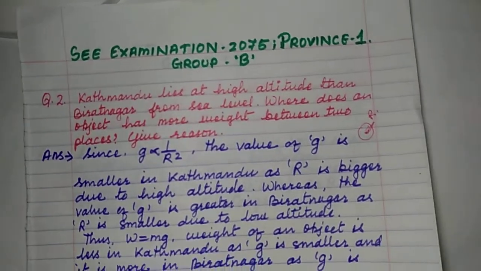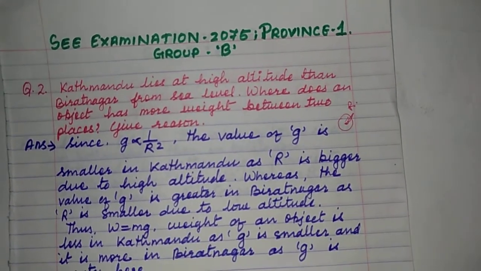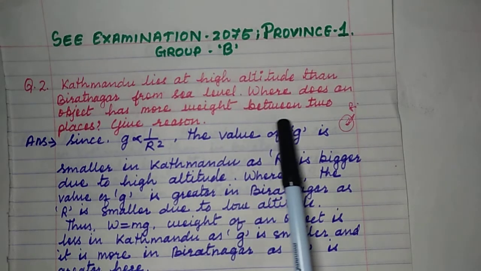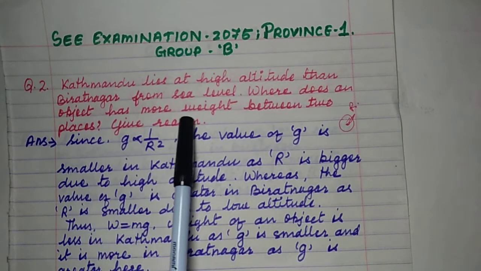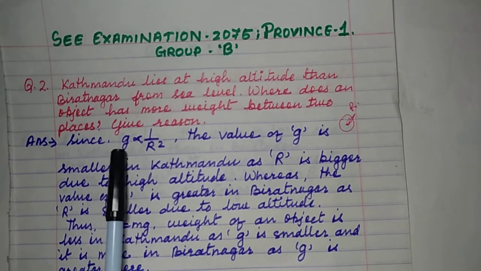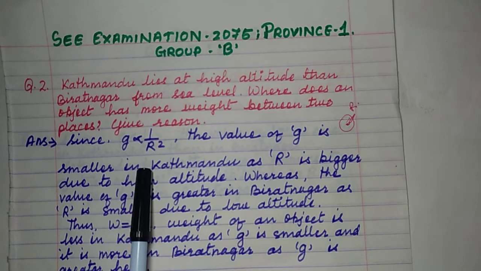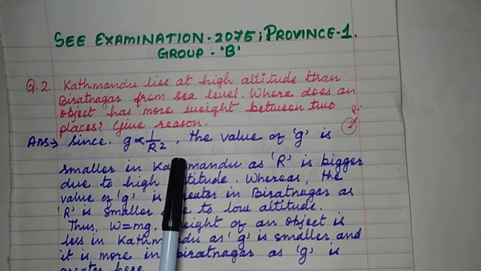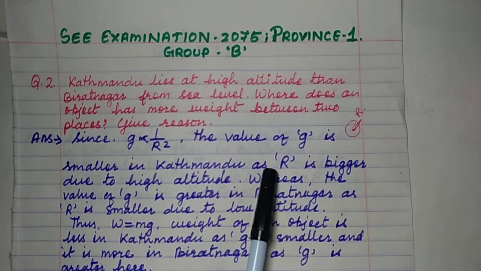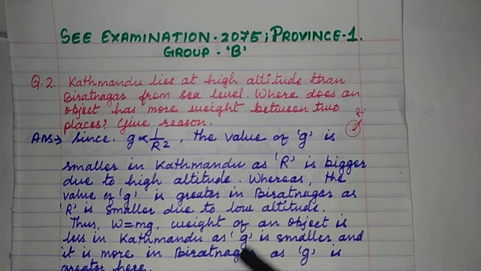Question number 2. Kathmandu lies at a higher altitude than Biratnagar from sea level. Where does an object have more weight between the two places? Give reason. From this formula of acceleration due to gravity, since g is proportional to 1/r², the value of g is smaller in Kathmandu as r is bigger due to high altitude.